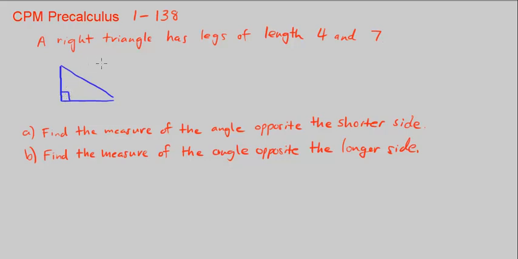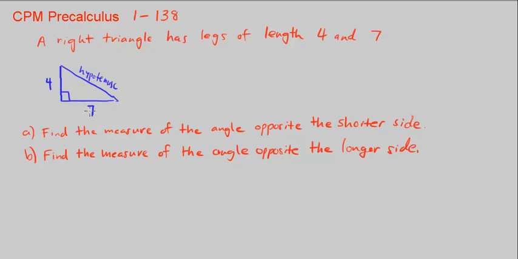The legs are basically the two sides other than the hypotenuse. This is the hypotenuse, it's the longest side, and it's also across from the right angle. So the legs are going to be this side and this side. Well, 4 is smaller than 7, so I'm going to say this is 4 and this is 7.